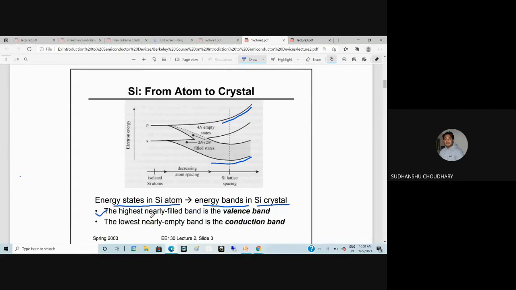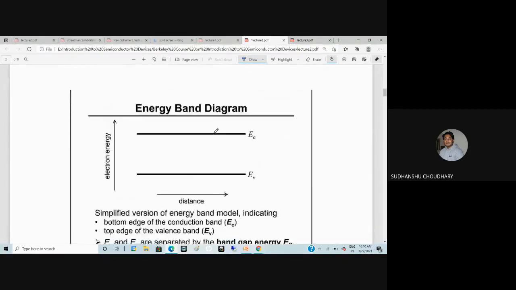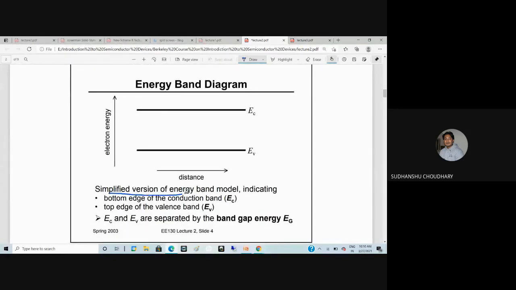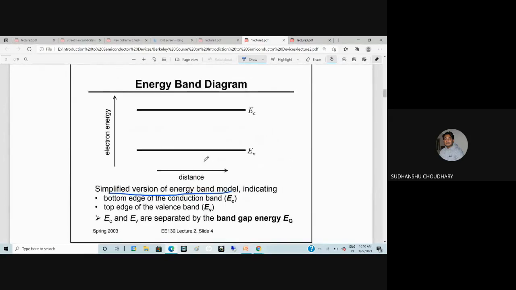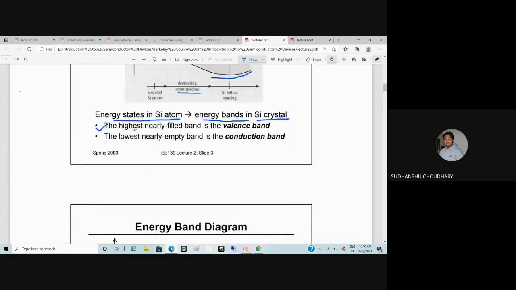Now the highest nearly filled band is called the valence band. We had discussed that this is a continuous band of energies, and this band of energies changes with the atom spacing, right? So let us make a more simplified picture of this energy band model, which is presented over here. This simplified version is what we had talked about earlier: you have a conduction band energy level and a valence band energy level. The highest nearly filled band is called the valence band.